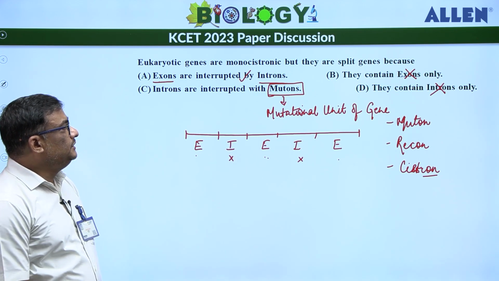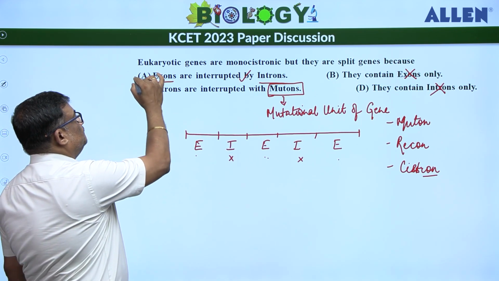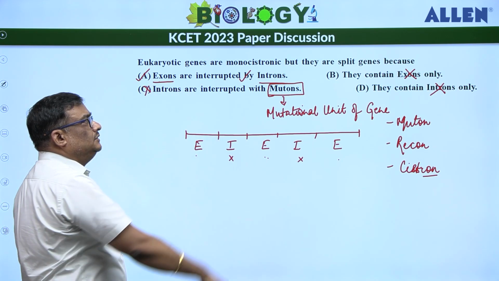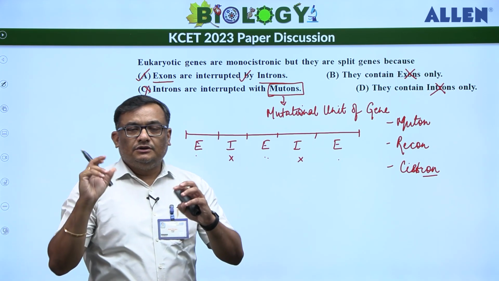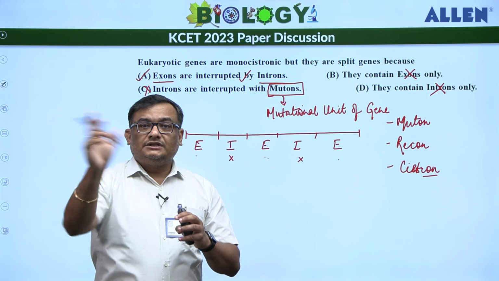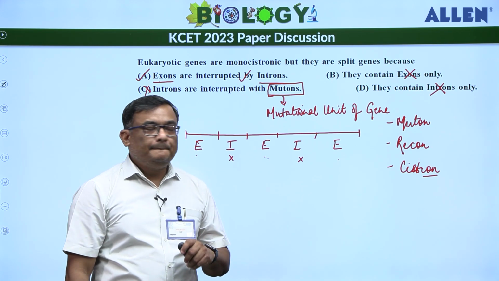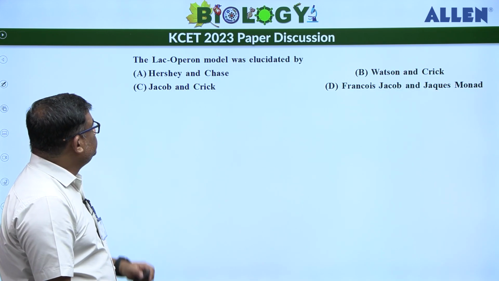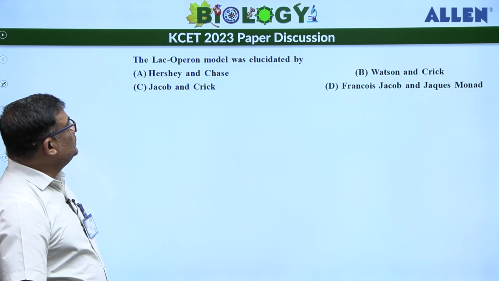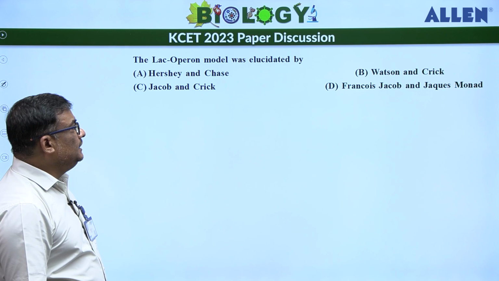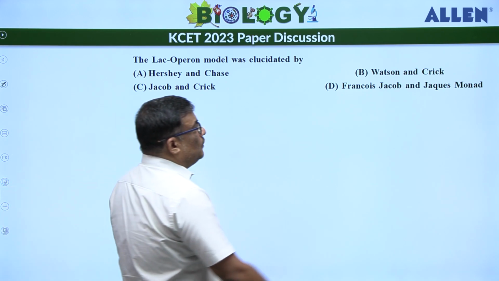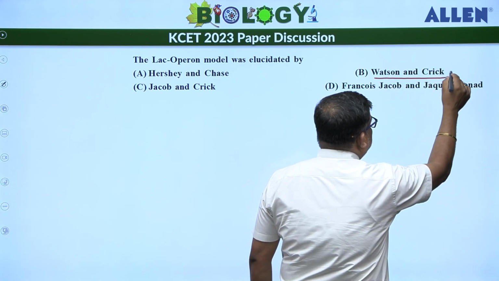So the answer is going to be A, the muton option is ruled out. Why am I ruling out all the options? So that you must be in a position to understand why sir is ruling out one option, why he is not keeping the other option. Okay, fine. Next one. Lac operon model was elucidated by Watson and Crick? They have given the model of DNA.